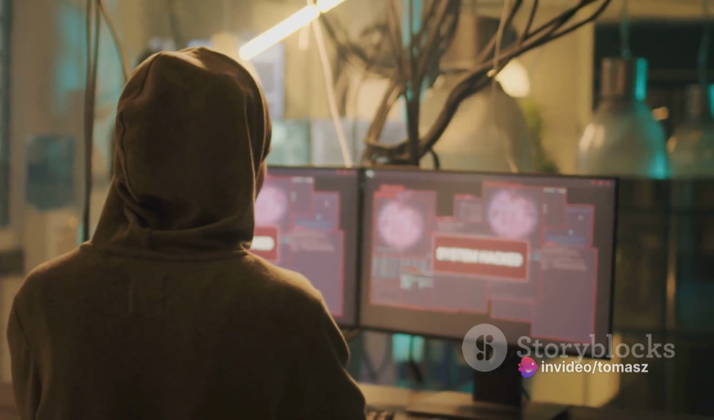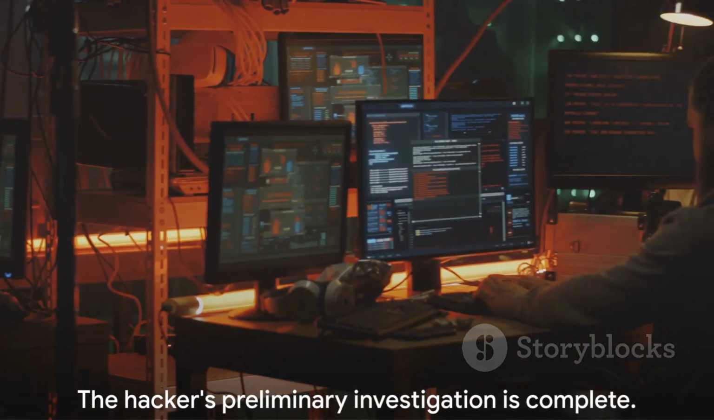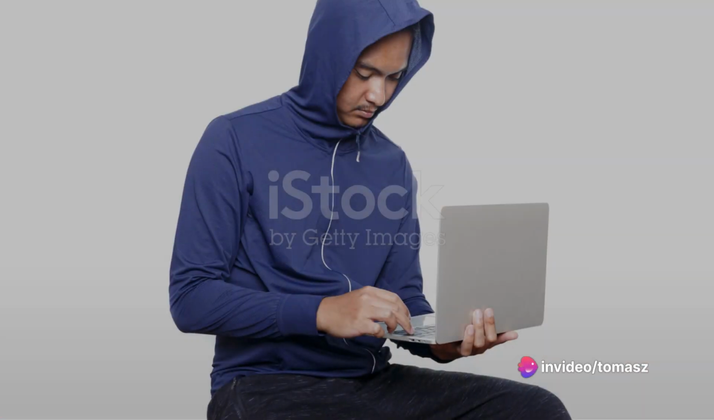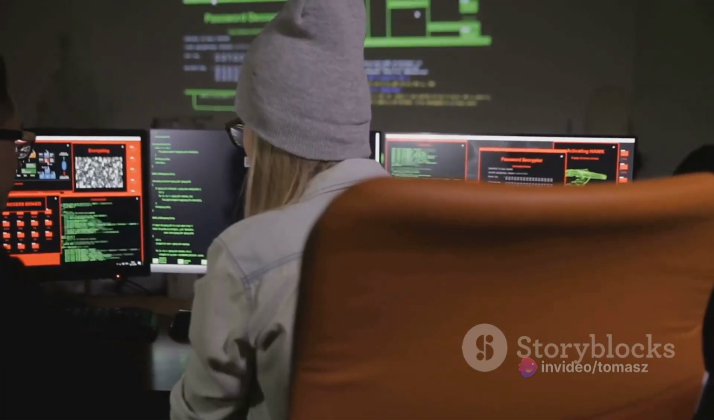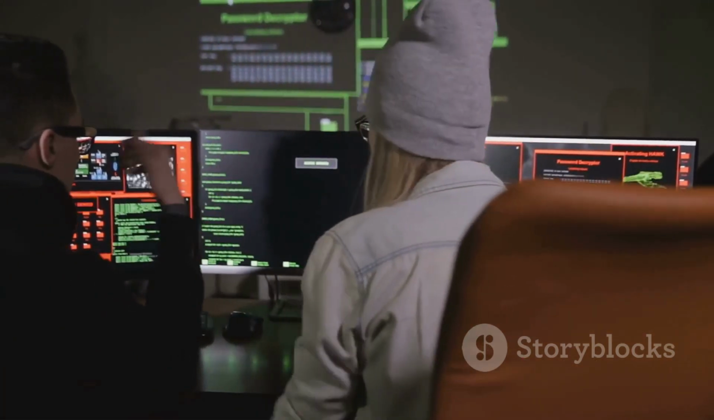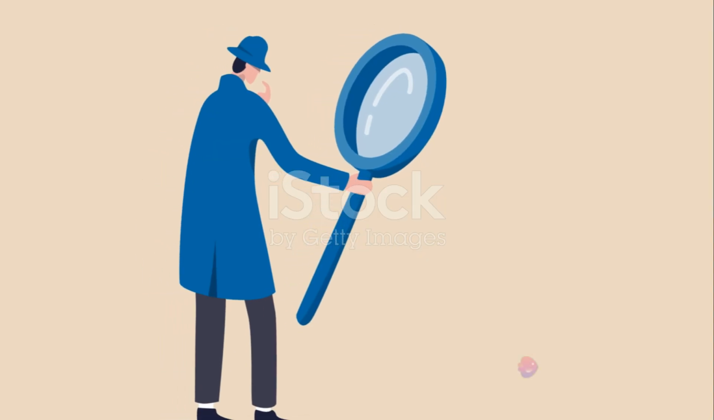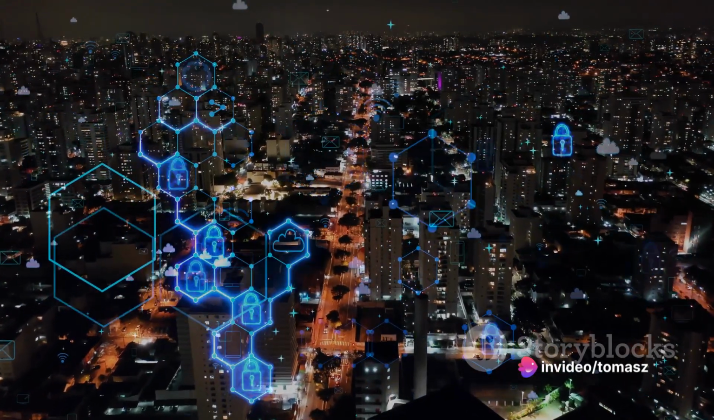It's the culmination of all their hard work in the footprinting phase and sets the stage for the exciting challenges to come. These steps complete the hacker's preliminary investigation of the target. Footprinting, as we've seen, is an integral part of hacking. It's the initial phase where we gather as much information as possible about our target. This reconnaissance step is like doing detective work. It's all about understanding the landscape.